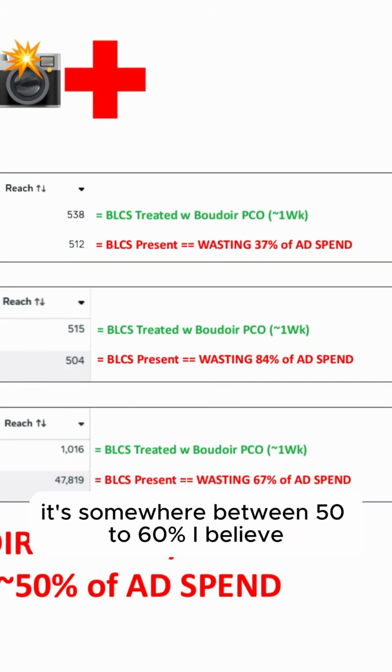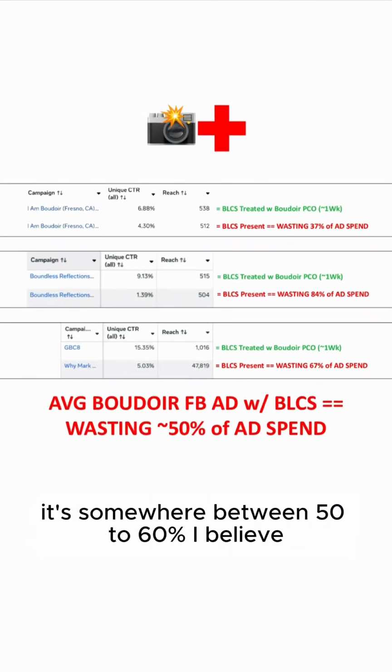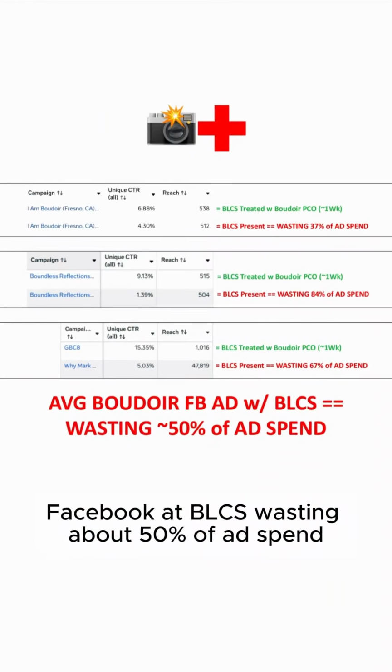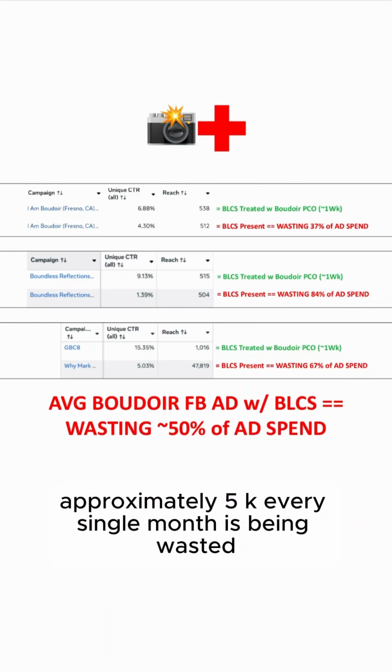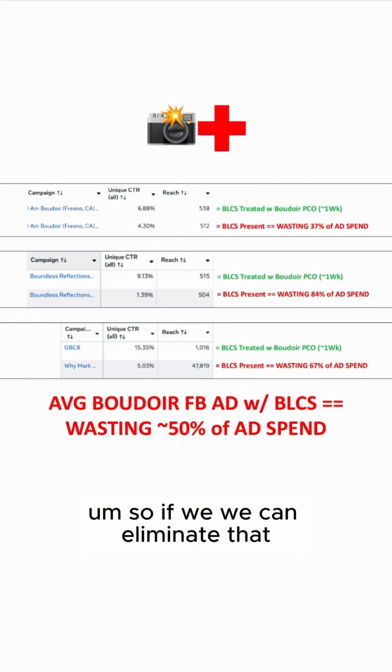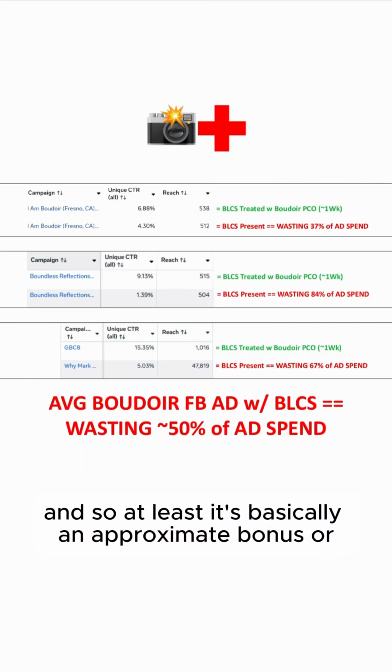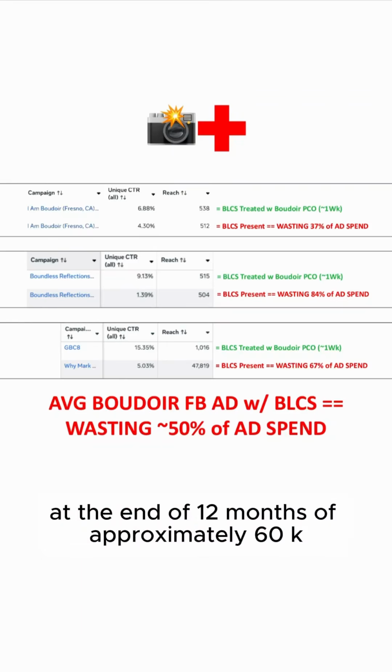Just take the average of those. It's somewhere between 50 to 60%, I believe. So there's Boudoir Facebook ad with BLCS wasting about 50% of ad spend. And so they're spending 10 grand a month on Boudoir Facebook ads. Approximately 5K every single month is being wasted, literally every single month. So if we can eliminate that, put that back in their pocket, it's basically an approximate bonus or phantom profit at the end of 12 months of approximately 60K.